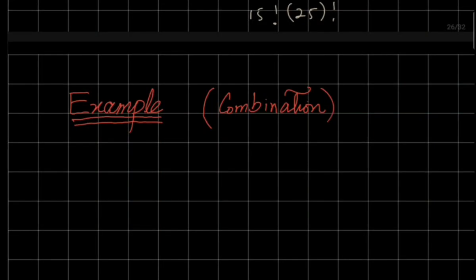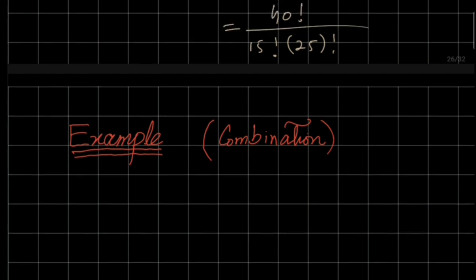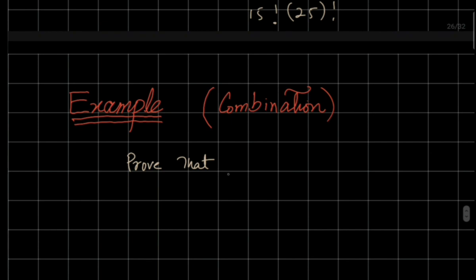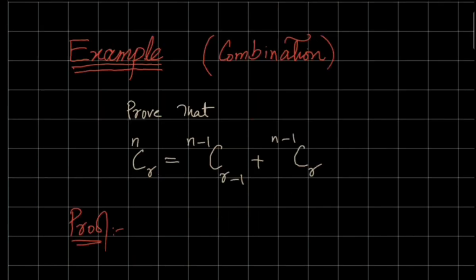In this video, we will solve some examples related to the combination. So in the first example, we have to prove that nCr is the same as n minus 1 C r minus 1 plus n minus 1 C r. So here is the proof.